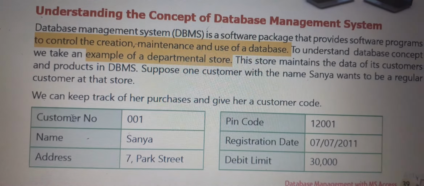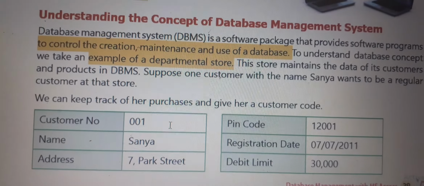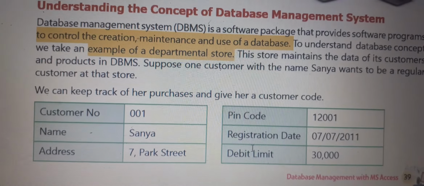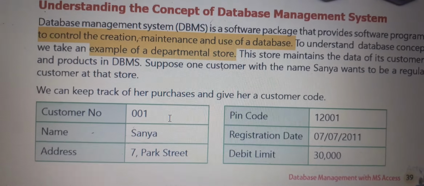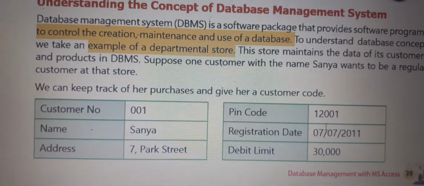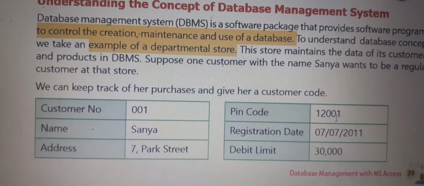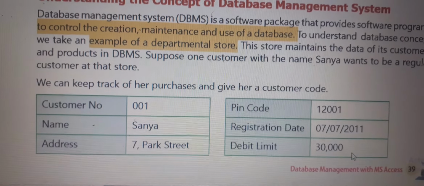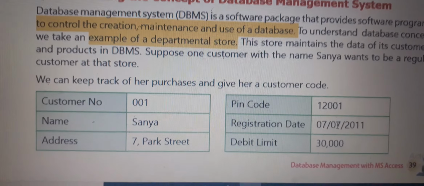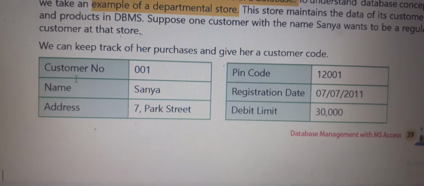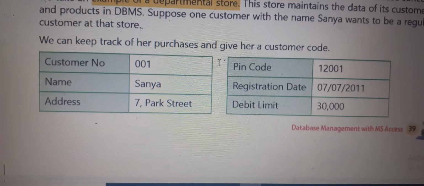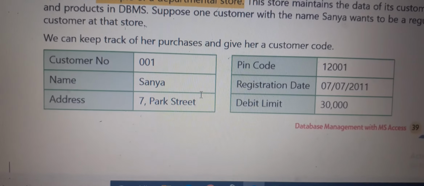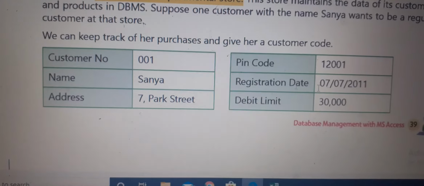Now, look at this table: customer number, name, address, PIN code, registration date, debit limit. These are all fields and these are data: 001 Sanya, 7 Park Street, 12001, like this, 0707 2011, 30,000. This is the data. These are all fields: customer name, address, PIN code, registration date and debit limit. This one is data and this one is total. It's a complete record.